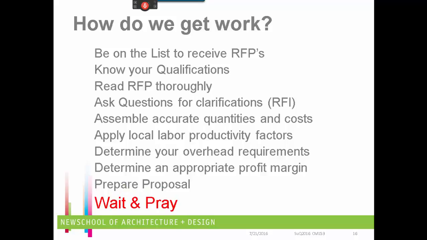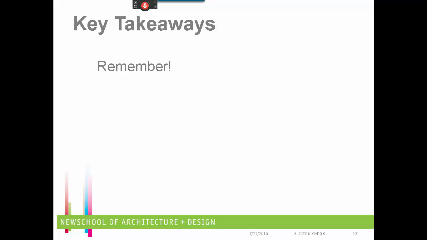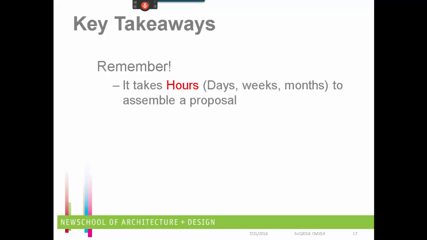So, key takeaways from this, how do we get work, is you need to remember some things. Number one, it takes hours or days or weeks or months to assemble a proposal. For example, one of the firms that does a great deal of work with the school is a company called Balfour Beatty. They estimate that they invest up to $600,000 for every proposal that they prepare. And they anticipate that they're going to get about 1 out of every 5 proposals they submit. So you can see the commitment that it takes to build these proposals.